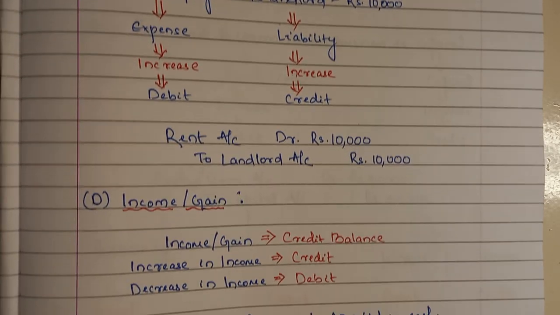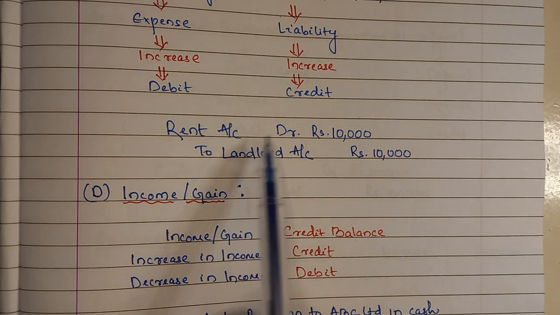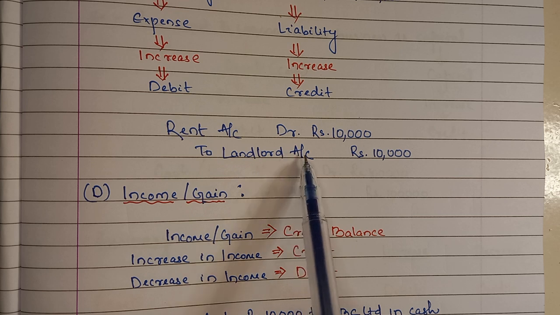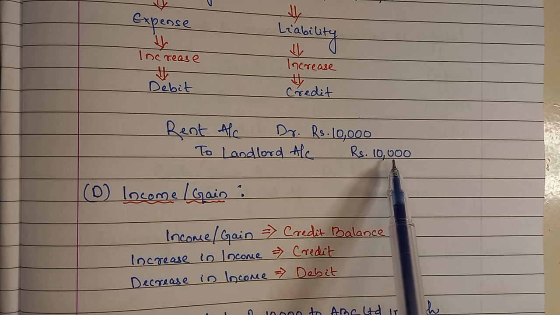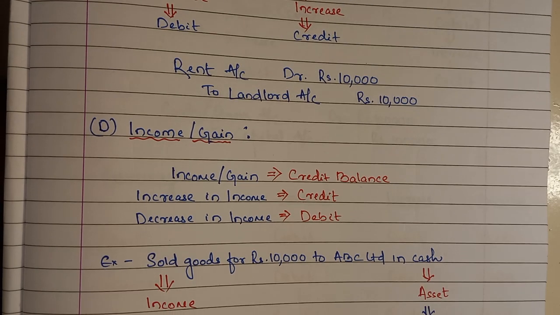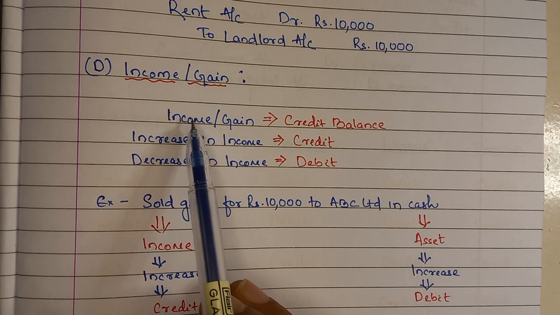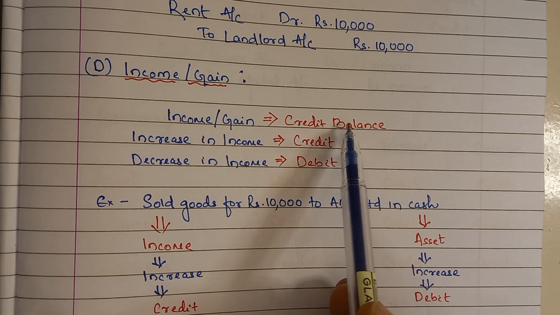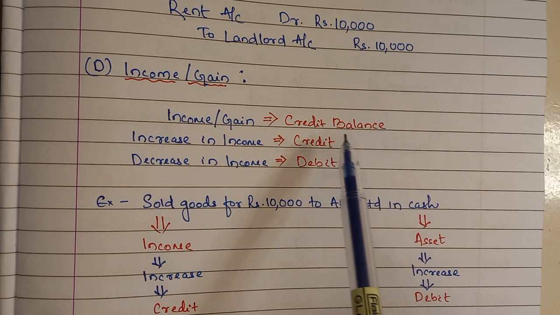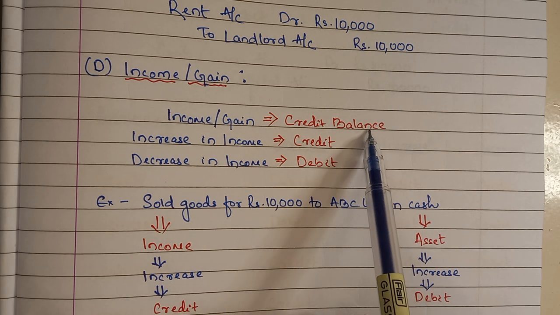So what is the journal entry we are going to post now? Rent account debited 10,000 to landlord account 10,000 rupees. Clear? Coming to the next one, it is income or gain. In case of income or gain, income is always a credit balance. Okay, expense is debit balance. The reverse is income, which is always a credit balance.